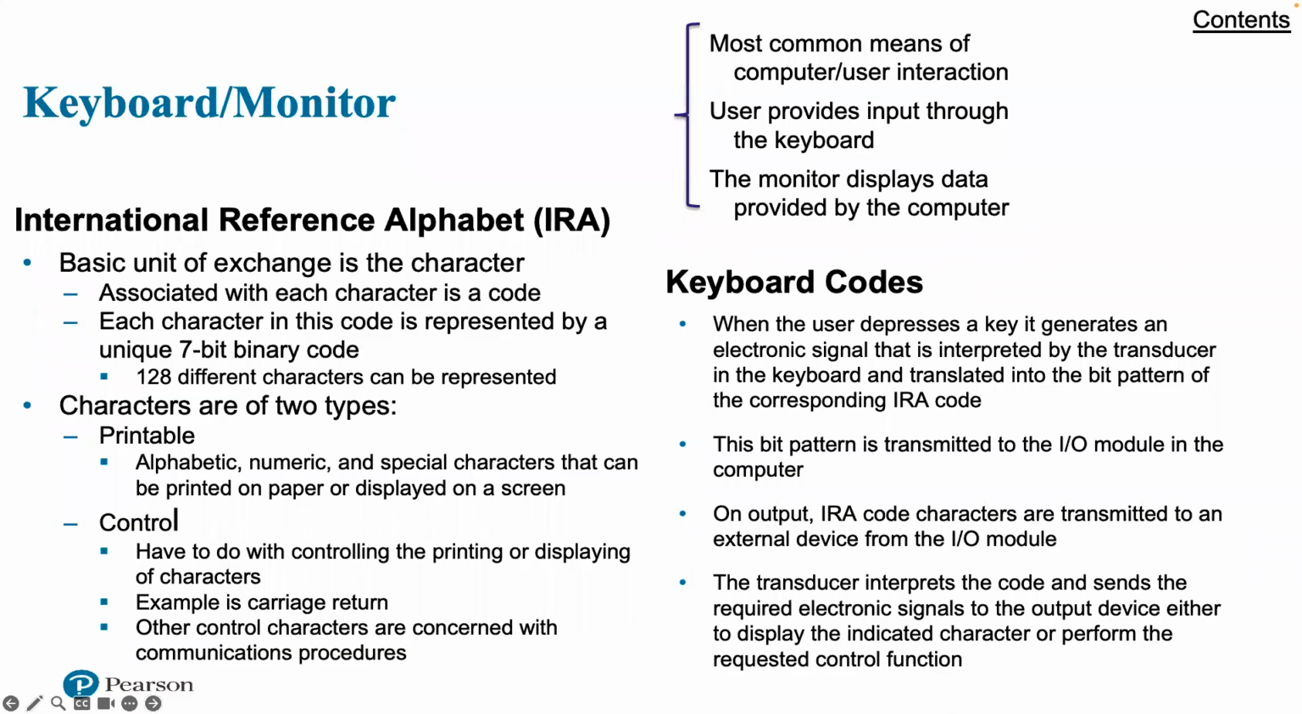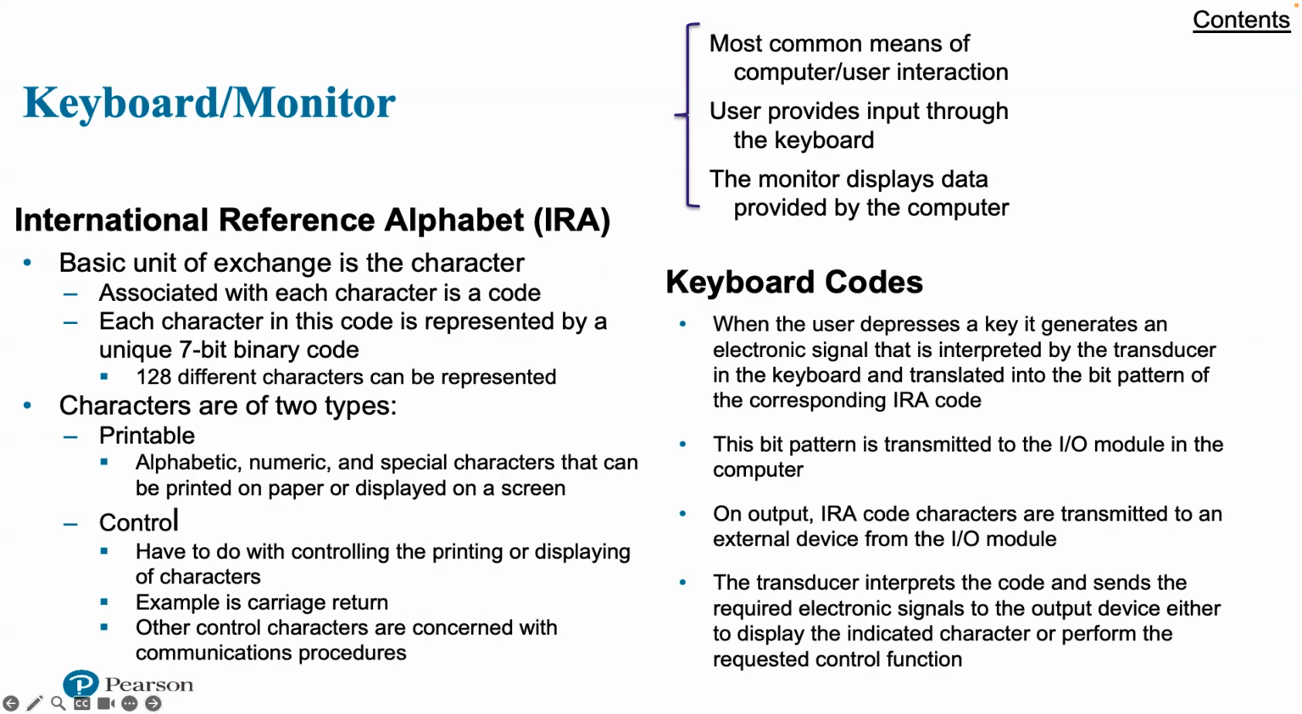The most common means of computer user interface is a keyboard and monitor arrangement. The user provides input to the keyboard. This input is then transmitted to the computer and may also be displayed on the monitor. In addition, the monitor displays data provided by the computer. The basic unit of exchange is the character. Associated with each character is a code, typically 7 or 8 bits in length.